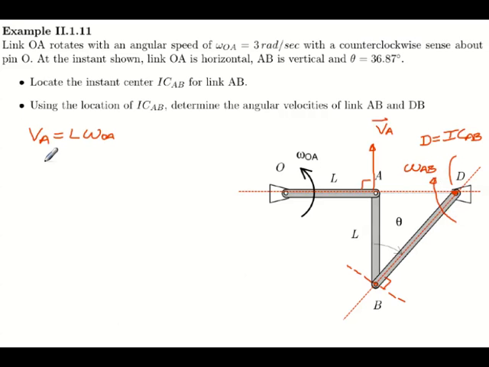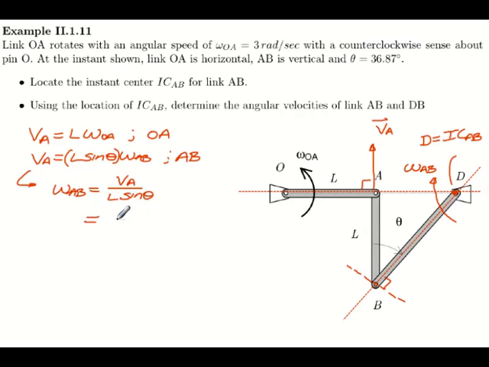In order to find that, we know the velocity of A from what we know about link OA. And because A is on link AB and AB is rotating about D, we can say that the distance from A to D, that's L sine theta, times omega AB. So this is looking at link AB. Therefore, omega AB in magnitude is equal to the speed of A divided by L sine theta. And since VA is equal to L omega OA, this is the rotational speed of link AB. And based on what we saw in the figure, that's in the clockwise sense.